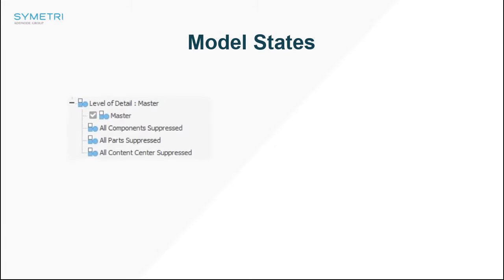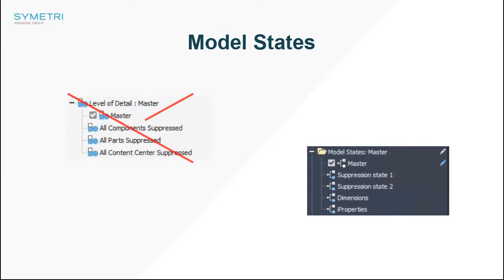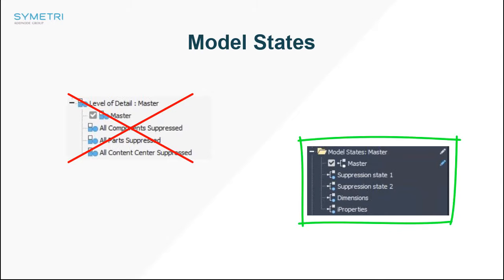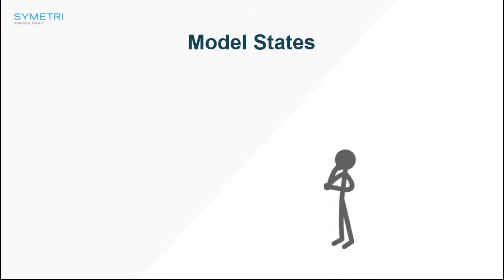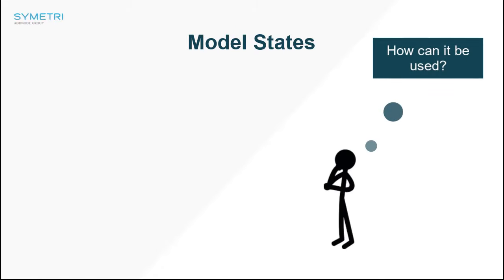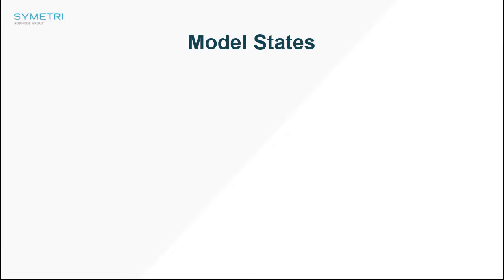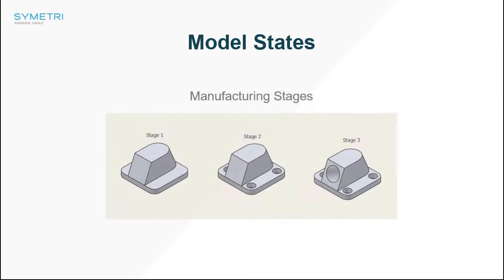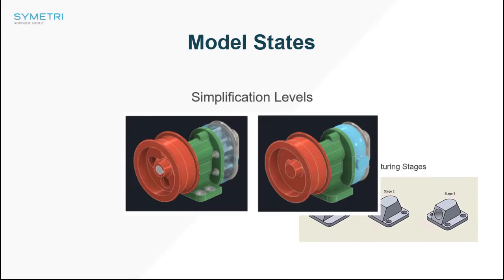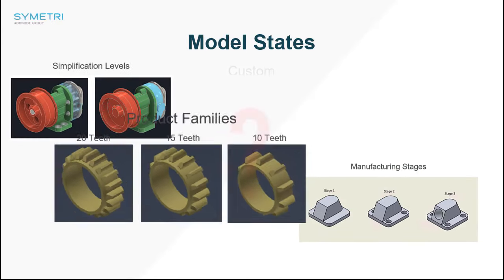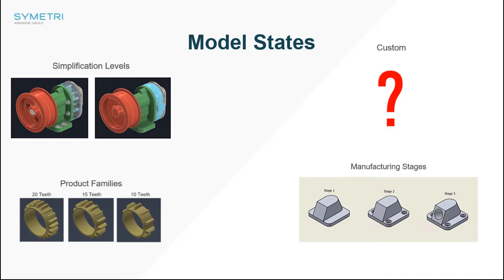The main change Autodesk have implemented this year is adding new functionality called model states. This new addition is going to be replacing level of detail, as well as creating a new workflow. From speaking to some of you, I know this is going to adapt and improve your current system. Model states sit in the browser just below your overall part or assembly and can be used in a multitude of different ways. It allows you to break down your model into different stages, whether that be used for manufacturing stages, simplification levels, product families, or a custom way for your current workflow.